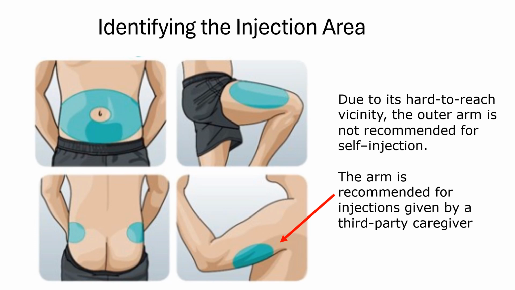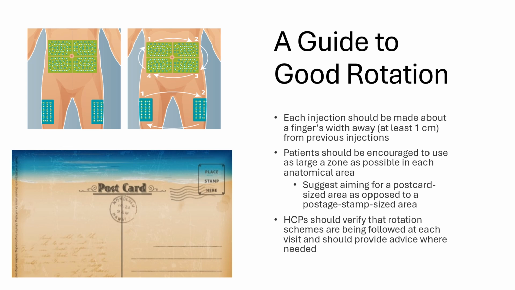I would say this picture is a little bit too much on the front of the thigh. It should be in the subcutaneous tissue more to the side. And the back of the arm, which really is challenging to give to yourself. So that's a site we often use when they're in hospital, and it gives the belly a bit of a break. So, a guide to good rotation.